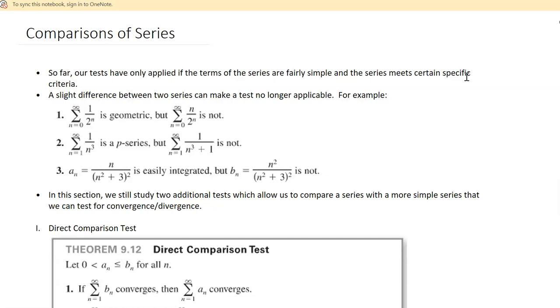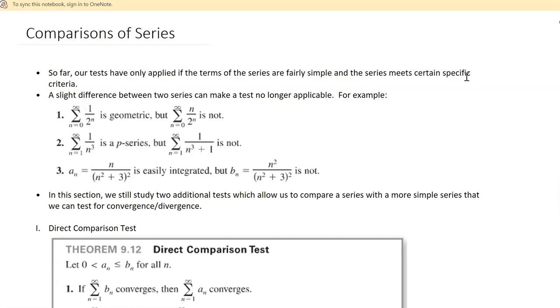So for example, 1 divided by 2 to the nth power is geometric because you could write that as 1/2 to the nth power. But if you have an n on top, that is no longer a geometric series, so you can't use the geometric series test. Similarly, 1 over n cubed is a p-series, but 1 over n cubed plus 1 is not a p-series. This one right here, n over n squared plus 3 squared, is easily integrated, but this one is not. It's more challenging to integrate something like that.